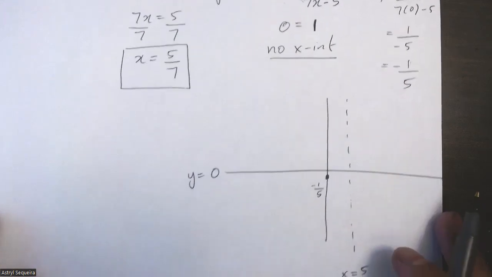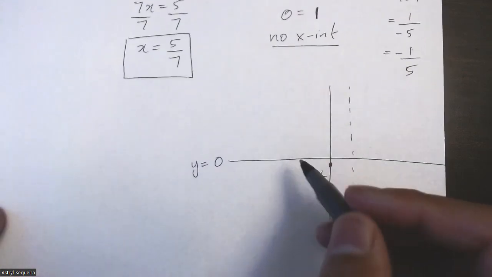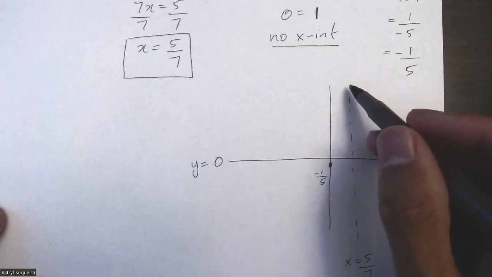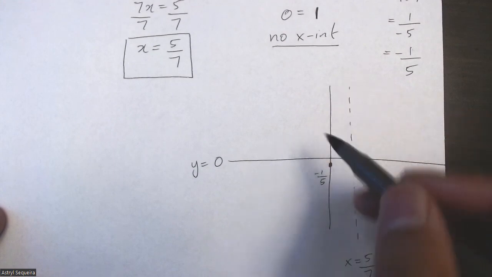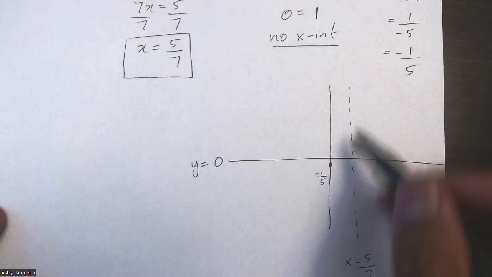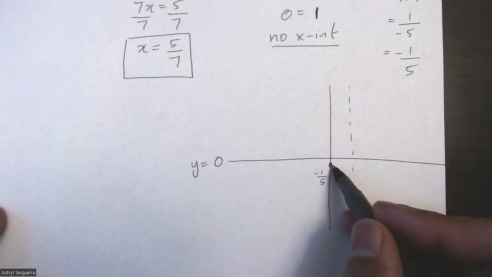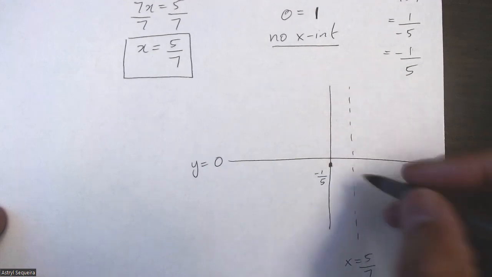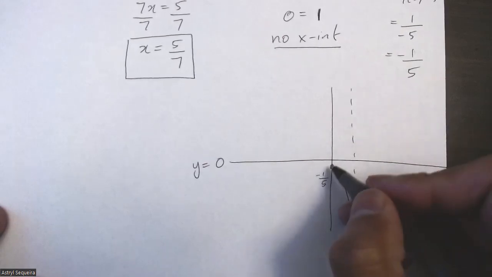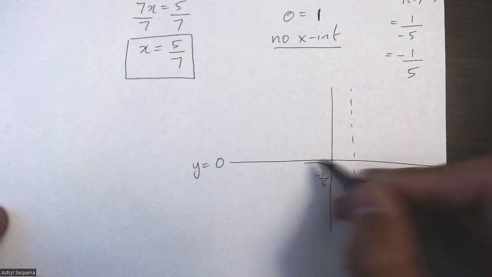So now we can do our sketch. I know that on this side here, the graph is either going to be above like this or below like this, because that's the only way rational functions can be. Since my y-intercept is on the bottom, I'm going to just continue it like this. So you can tell that it's going to be on the bottom side.